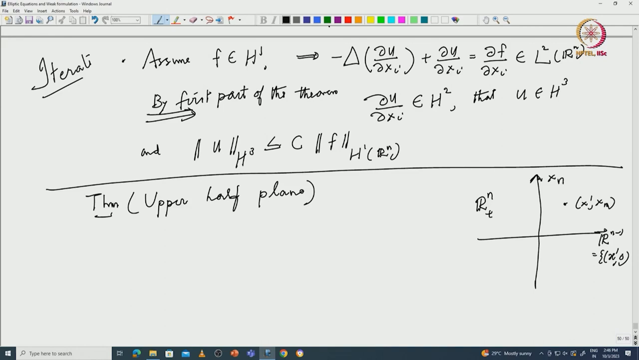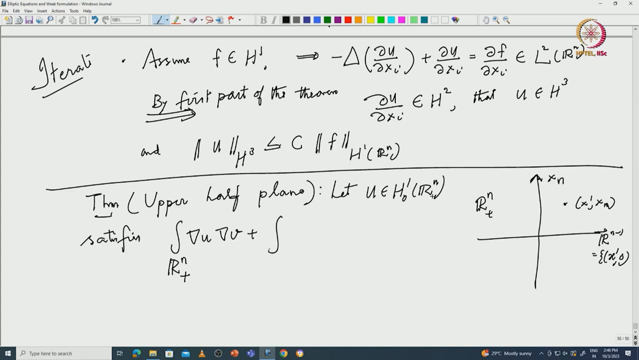So what is the theorem? So let me write down the theorem. Let u be in H1 naught, so it is for a Dirichlet problem, alright, and satisfy the integral of grad u grad v over omega, omega is R n plus, plus the integral over R n plus of u v. So we have done the integration by parts of the equation, equal to the integral of f v for all v in H1 naught of R n plus.